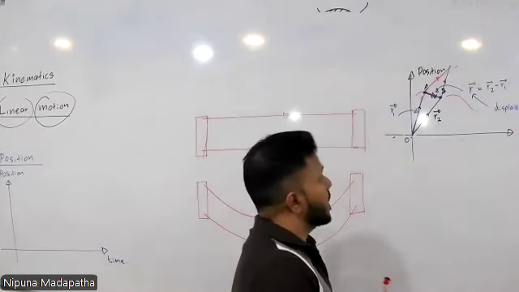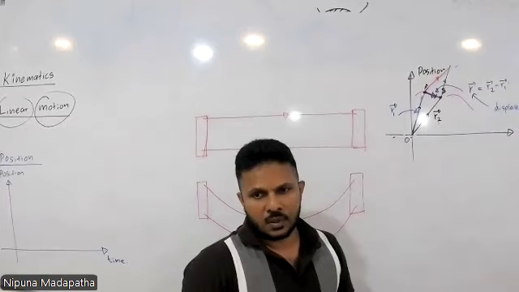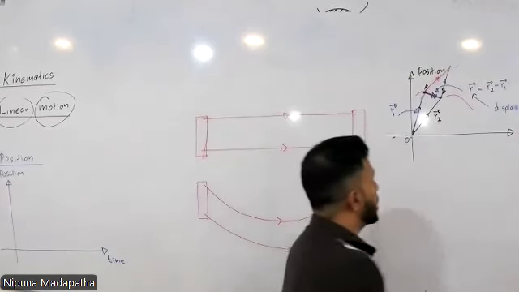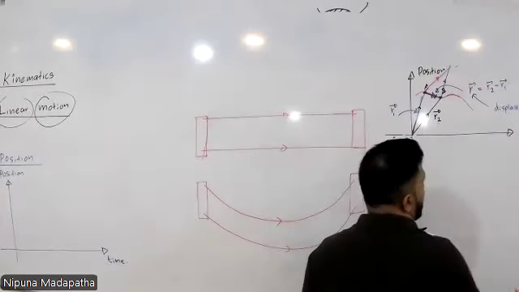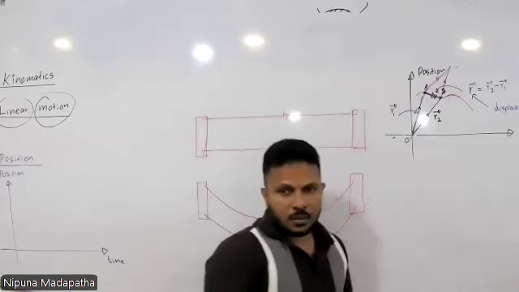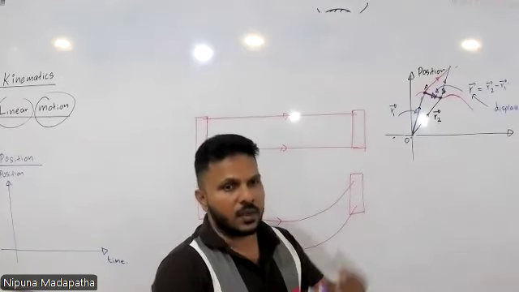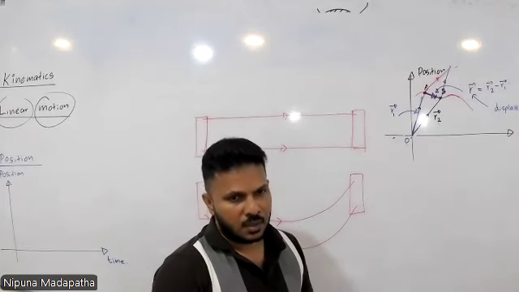The displacement vector is the shortest distance between 2 points. That is the shortest distance between A and B, which is known as the displacement vector. What do you mean by displacement vector? Actually, it is a vector.